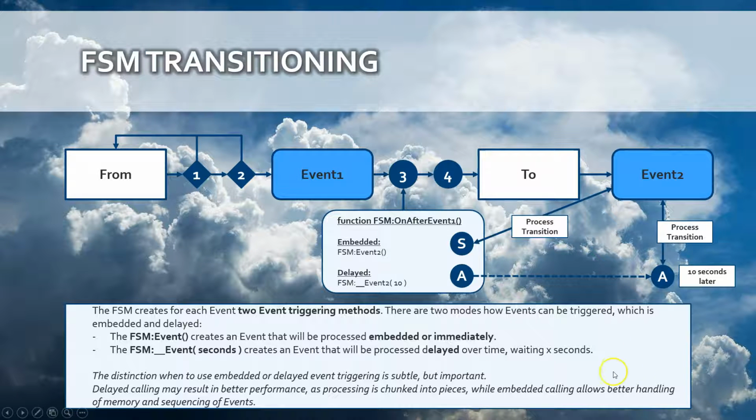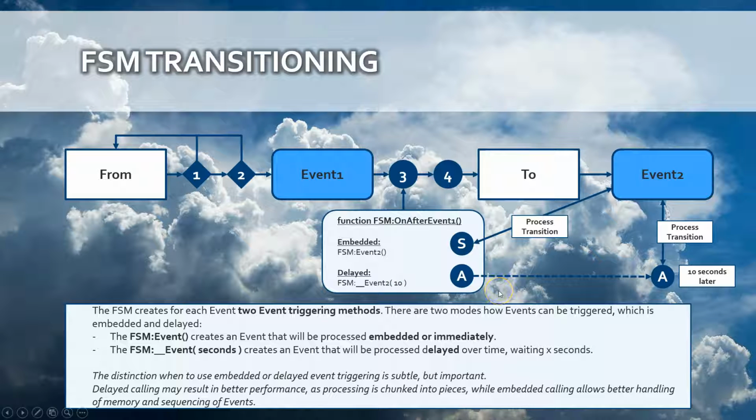Okay, so let's summarize. A finite state machine embedded event call is actually a call that will execute the event transition immediately, while a delayed event call is executing the event transition after X seconds, and that parameter is given as a first parameter of the function. Okay?